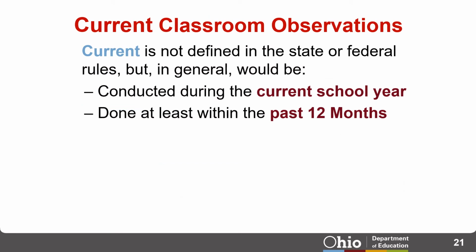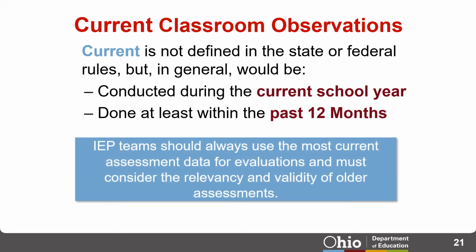Current classroom-based observations and observations by teachers and related service providers may already exist for a child, since many teachers and related service providers use observations as a method to collect progress monitoring data for annual goals. The word current is not defined in the state or federal rules, but in general would be considered by the IEP team to be an observation conducted during the current school year, or at least done within the past 12 months. IEP teams should always use the most current assessment data for evaluations and must consider the relevancy and validity of older assessments.